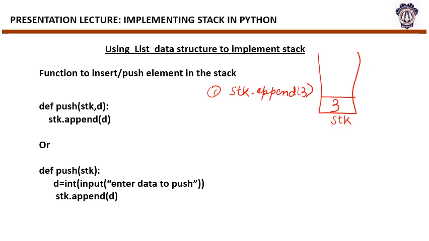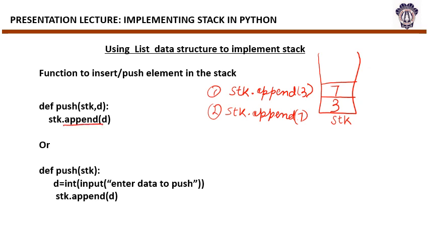I want to add another element, say 7. What do I write? STK dot append 7. Now what gets added to this list? 7. If you add any other element, again you can use append. So what is this function append doing? It is simply adding an element to the list. So to perform push operation in the stack, we'll simply call the function append.